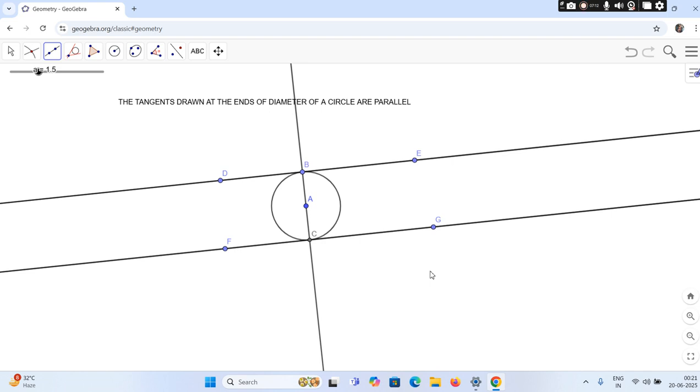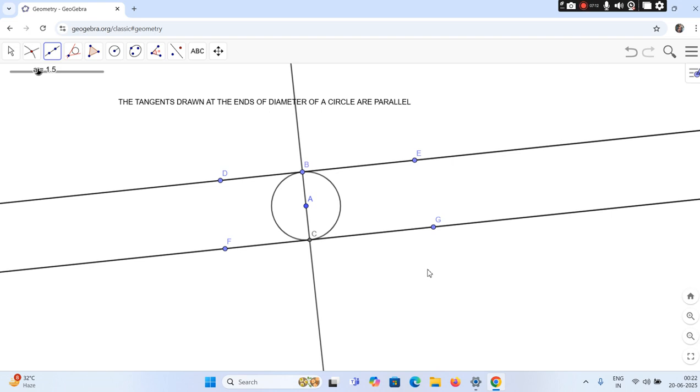So how will we prove? We know that when a transversal cuts two parallel lines, the pairs of alternate interior angles and corresponding angles are equal to each other, and the pair of co-interior angles are supplementary. So you can prove any one of these properties. If you prove any property related to this, you can prove that these lines are parallel.